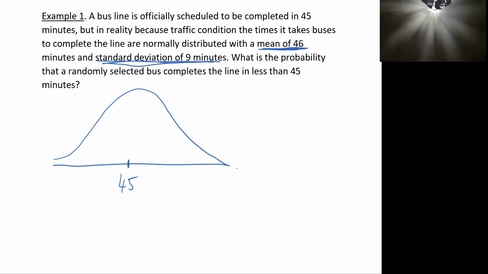And the horizontal axis is my x-axis, which is time. Sometimes I don't even label the axis because I'm only doing this to figure out what kind of problem it is. I'm not trying to accurately graph anything. Okay, so they're talking about a randomly selected bus completes the line in less than 45 minutes. So 45 minutes is here and less than 45 minutes is over there. Okay? And the question is, what is the probability? So that means my question mark is up here.